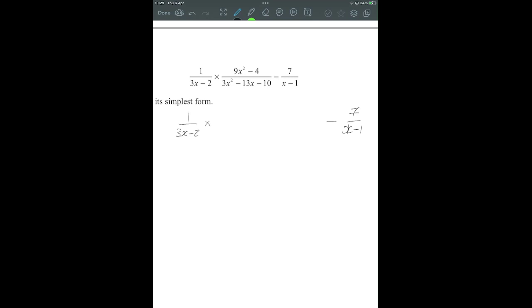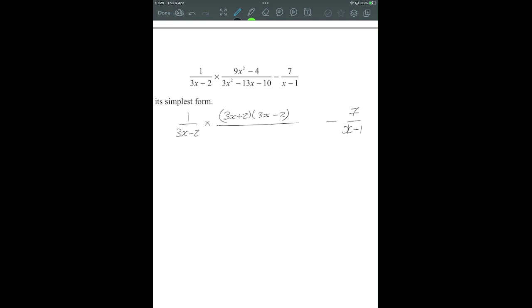Let's factorize everything. The top, I recognize, is a difference of 2 squares, which means it factorizes into the thing plus and the thing minus. I had to use 3x to make the 9x squared and the 2 squares to the 4. The denominator. And now you can go and factorize this properly from scratch.